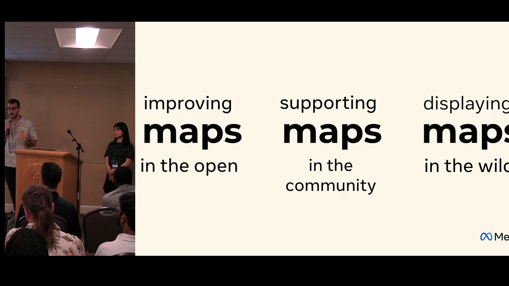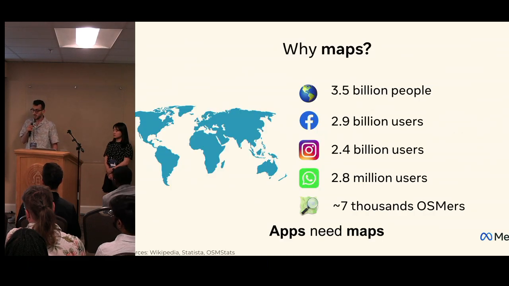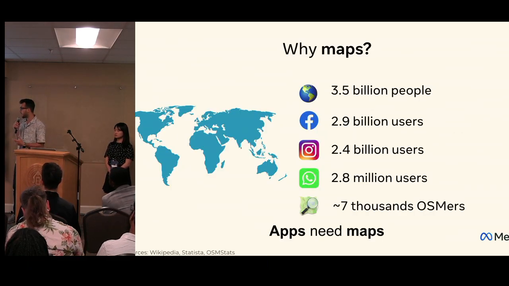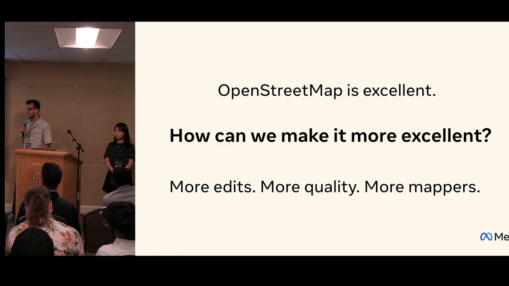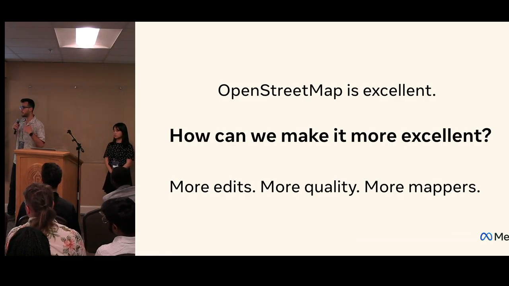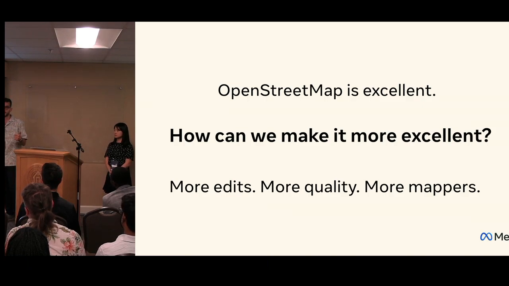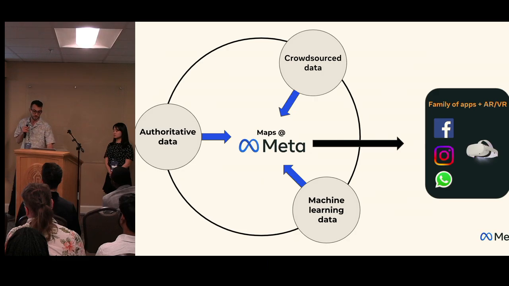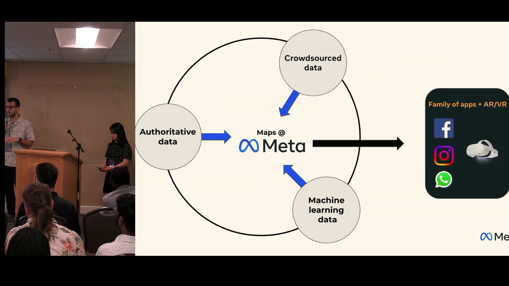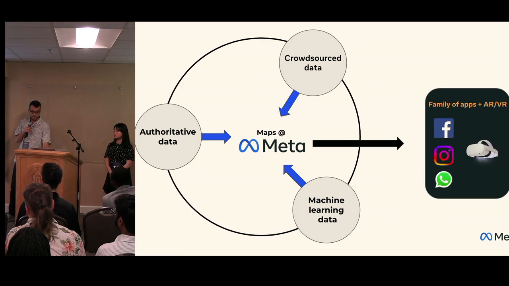And we are also displaying maps in the wild. Why do I say wild? Because we are surfacing our maps in front of 3 billion users. More than 3 billion people access our maps in different products, and we have only 7,000 OSMers who are maintaining OpenStreetMap data monthly. So our apps need maps, therefore we are improving OpenStreetMap data. OSM is excellent, and we are looking for ways to make it even more excellent, and the answer is that we need more edits, more quality edits, and more mappers. This is pretty much our way of consuming OpenStreetMap data along with iterative data sets and machine learning data, bringing all of that data together, creating a map and surfacing it in our products.